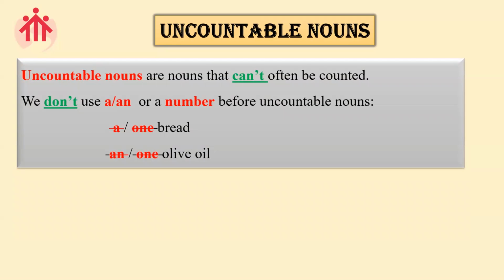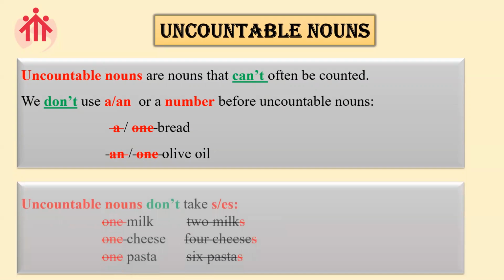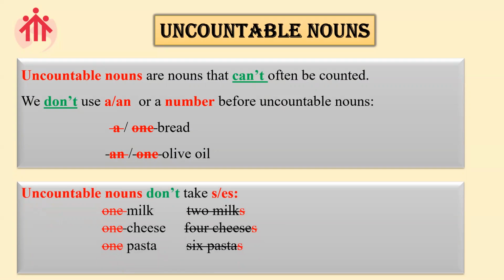It's not correct to say a 1 bread. And it's not correct to say an 1 of olive oil. Uncountable nouns don't take s or es. 1 milk, 2 milks are not correct. 1 cheese and 4 cheeses, not correct. We don't say 1 pasta, 6 pastas. Uncountable nouns cannot be in the plural form.